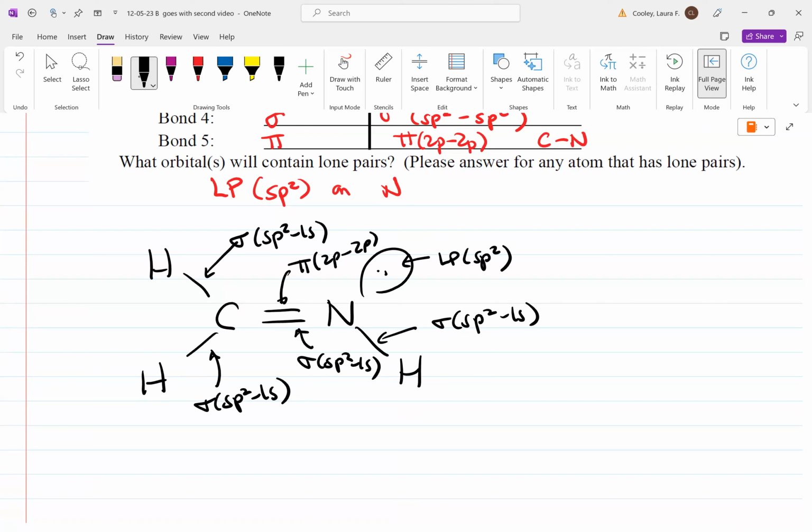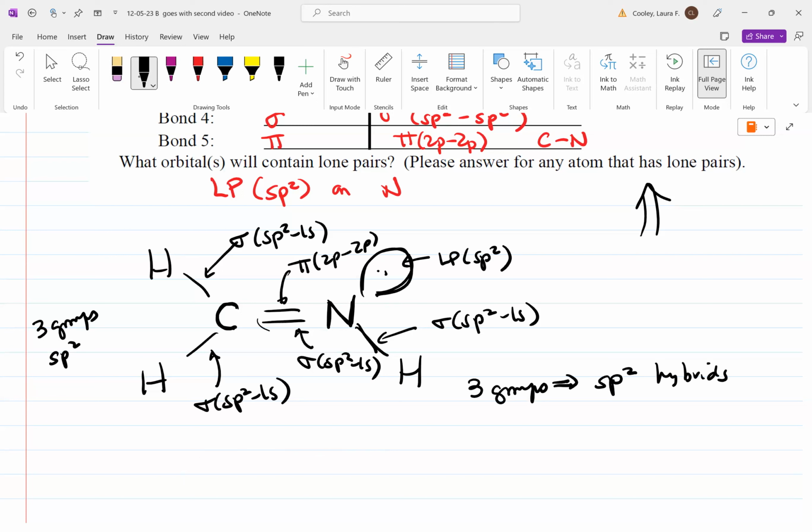Now, really, you don't have to go through all the stuff we did there with the energy diagram to come up with something like this. What you basically need to do is to be able to look at this carbon and see that it has three groups, which means you have sp2 hybrids. You look at this nitrogen, you see it has three groups of electrons. So that means you'll have sp2 hybrids. So it's really not quite such a mystery.